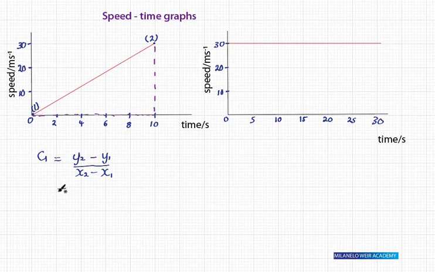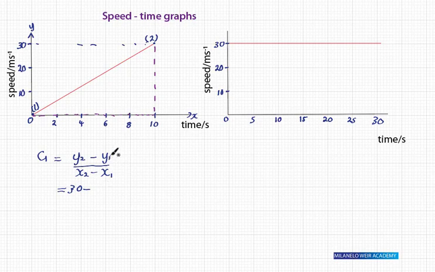Well, y2, what is the value of y2? y2 is the value of y at point 2. Where is point 2? This is point 2. Where do we get y values? On the y-axis. Remember, this is the y-axis. This is the x-axis. So what we get here is 30 as y2.